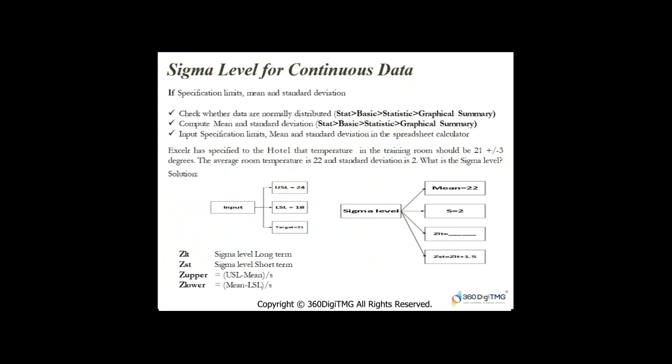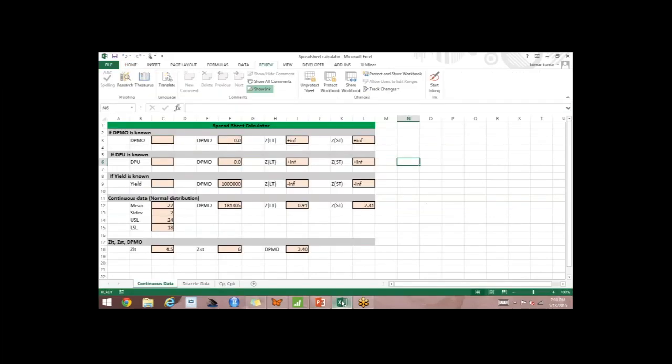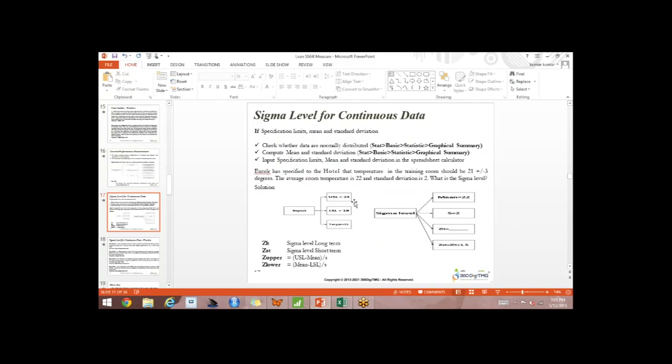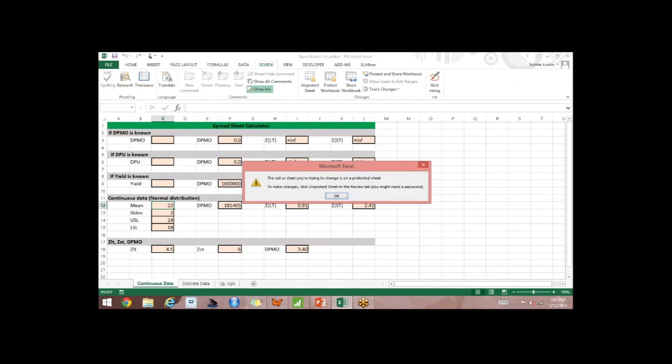So with that context, let us go ahead and look into our spreadsheet calculator. Here's the sigma level calculator. We are given the values as 24, 18, 21, 22, and standard deviation is 2. So let us keep those values. Mean is 22.